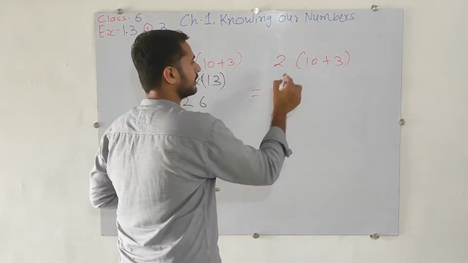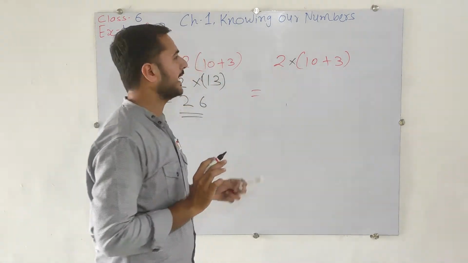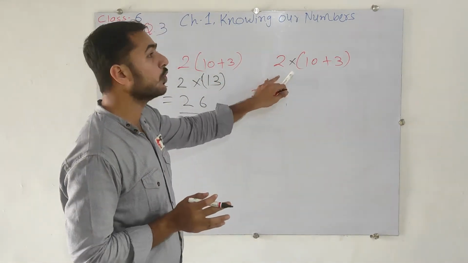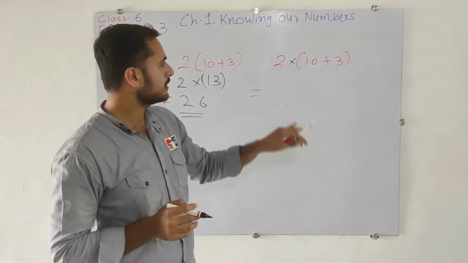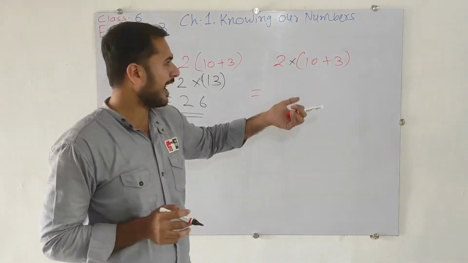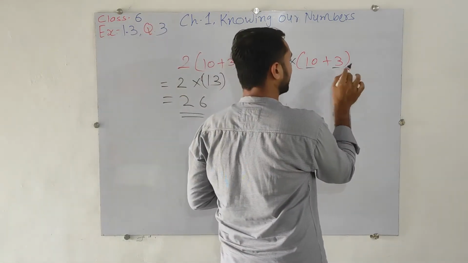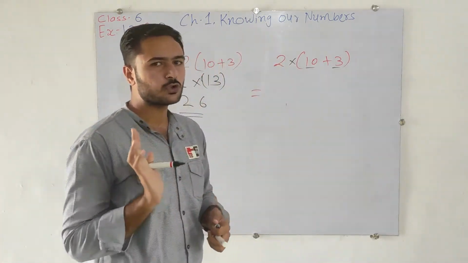Which sign is there? Multiplication sign in between bracket and 2. So whenever you find the multiplication sign, it means this 2 will multiply to this bracket. Now how many terms are there in the bracket? 2 terms. This is the first one, this is the second one. Okay. In the bracket there are a total of 2 terms.